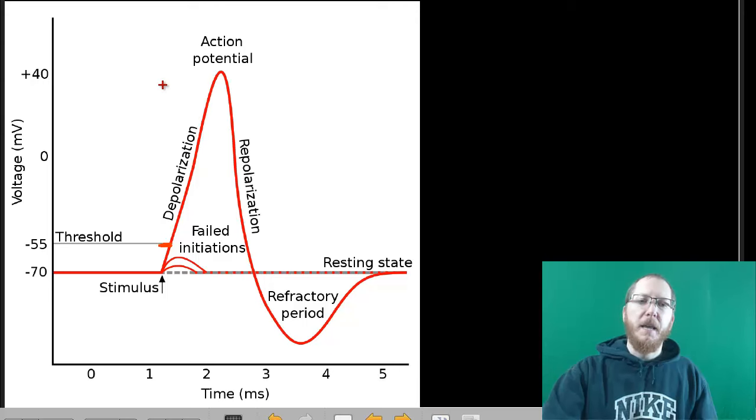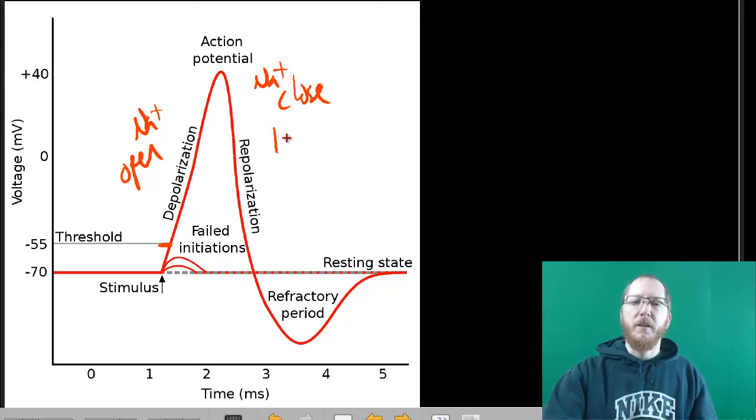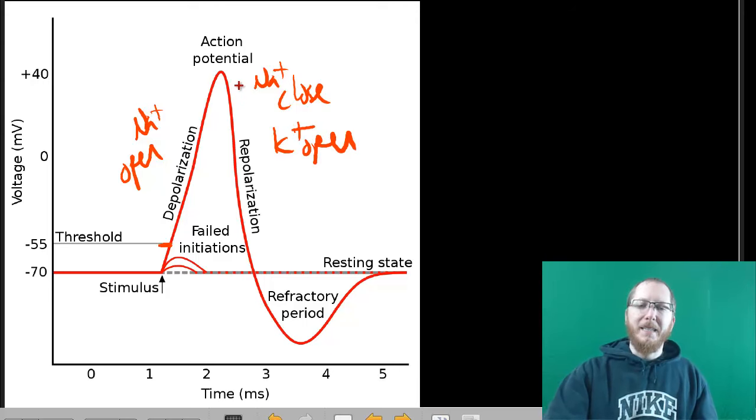So right now this is Na+ open. And then over here, we're going to say Na+ channels close, and we're going to open up these K+ channels, which we said make us more negative. So they open, and then the charge starts to dip back down.